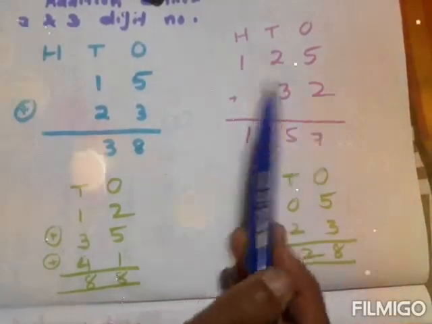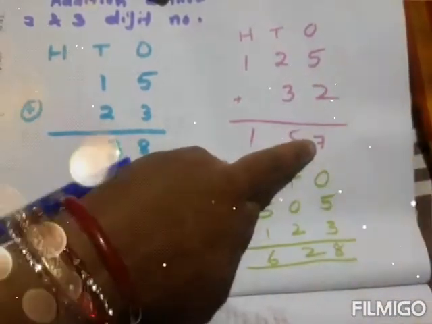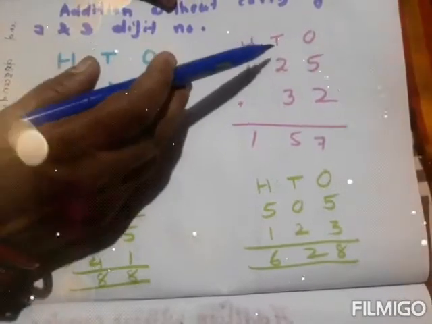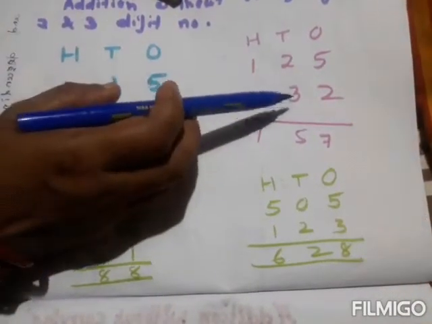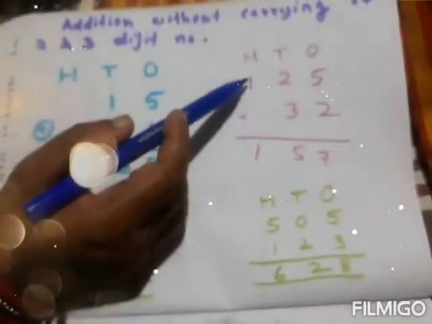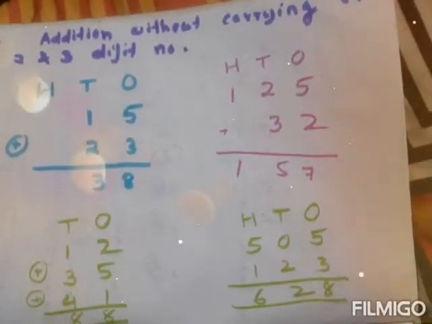So 5 plus 2: keeping 5 in your mind and 2 in your hands, 5 after 6 and 7. Here I put 7 under the ones place. Then coming to the tens place, 2 plus 3. Keeping 2 in your mind and 3 in your hands, 2 after 3, 4 and 5. Okay, finally in the hundreds place, only 1 is given to you, so I will bring this one down and write here. So 157.